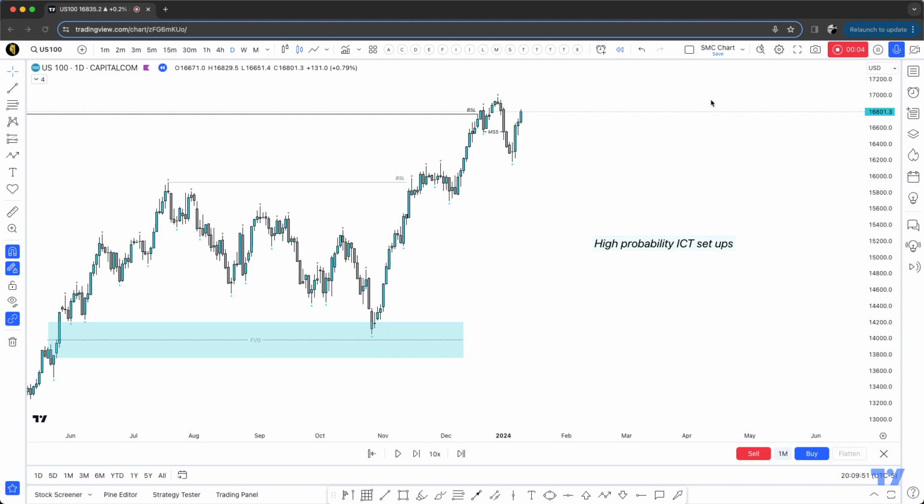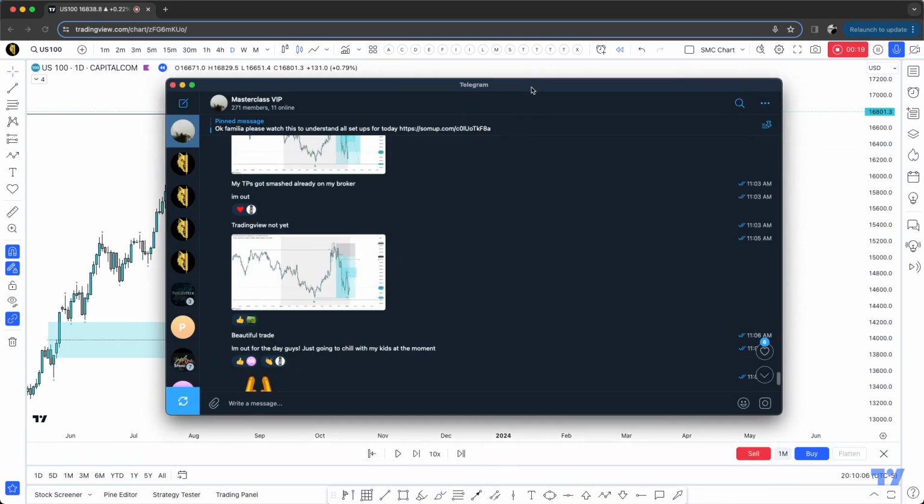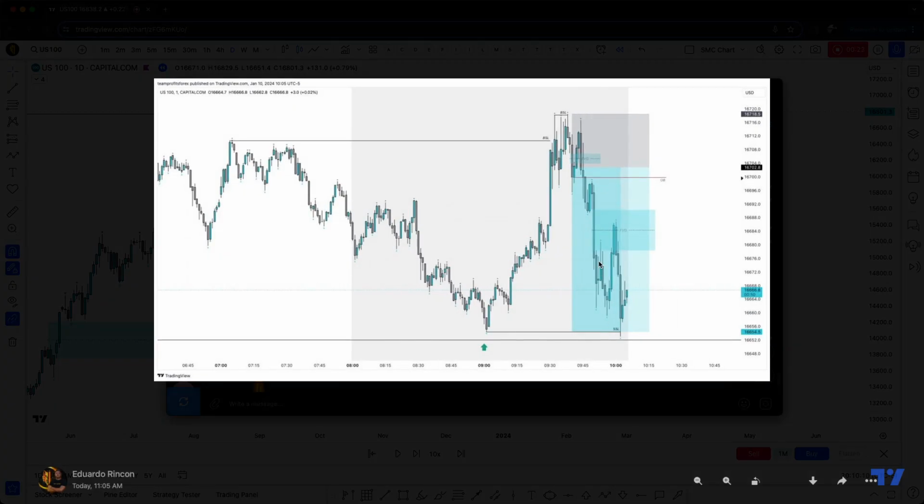And in this opportunity, I kind of want to talk about high probability ICT setups. What is that? Well, this is a very interesting subject. And for that, I'm actually going to explain a trade I took today with the team. This is the actual VIP group, and this was the trade I took on Nasdaq. I decided to focus on Nasdaq today only, and this is what I got.